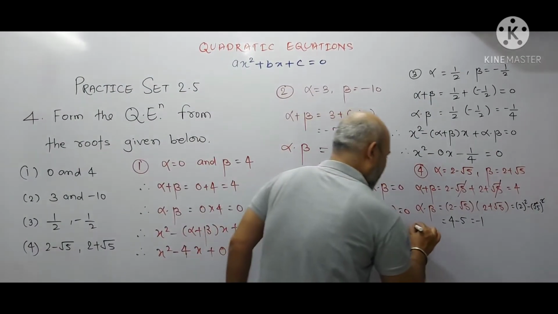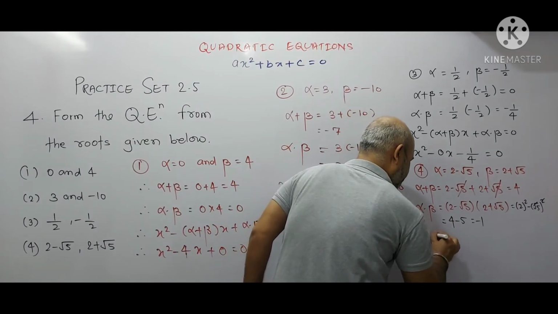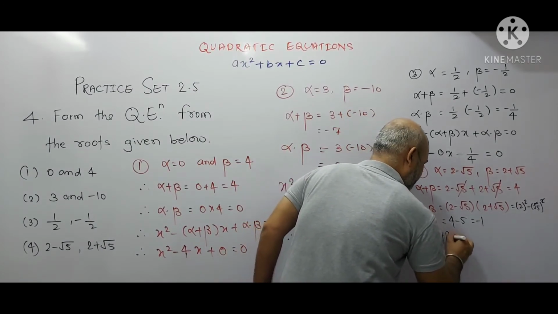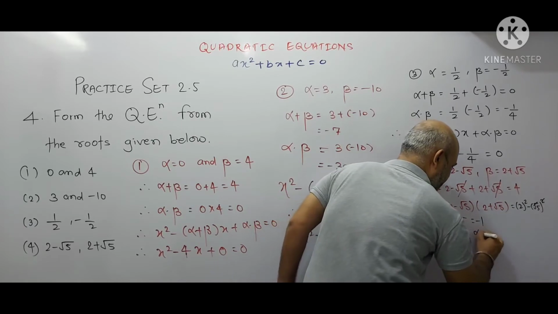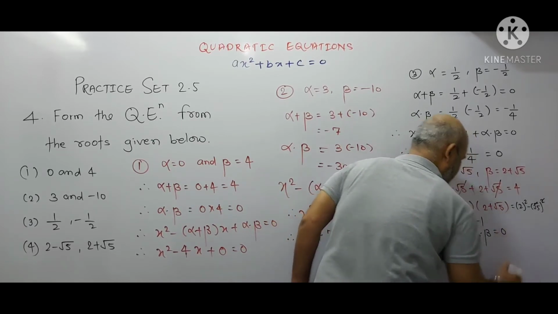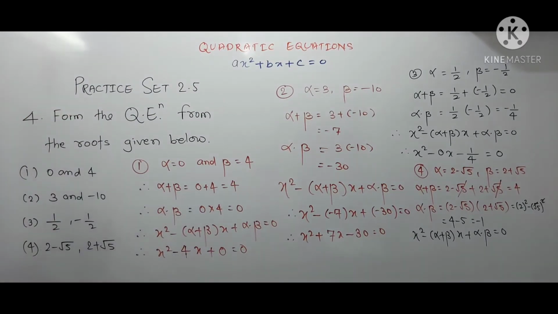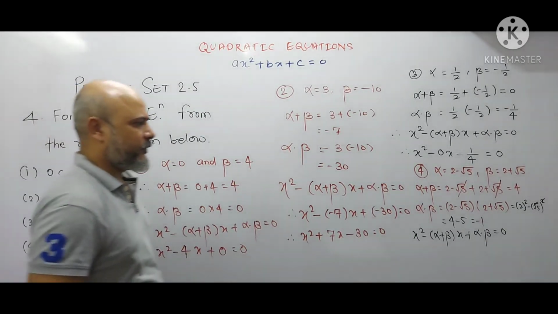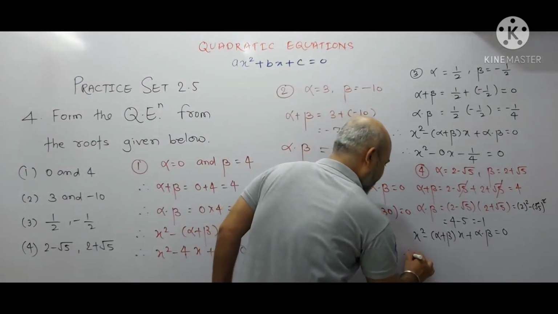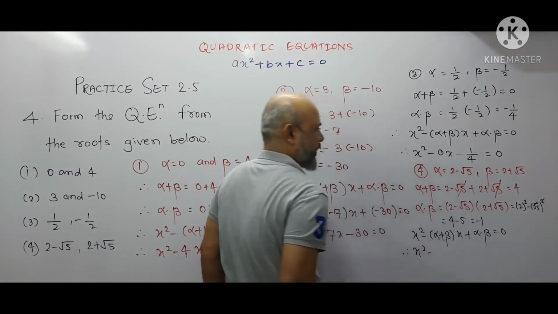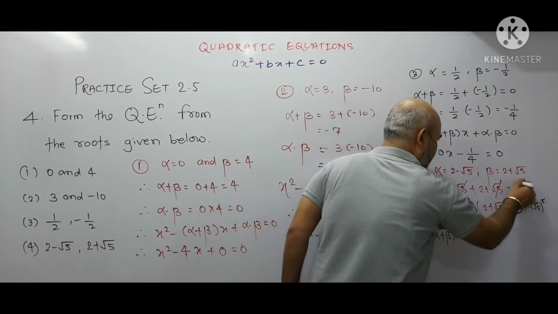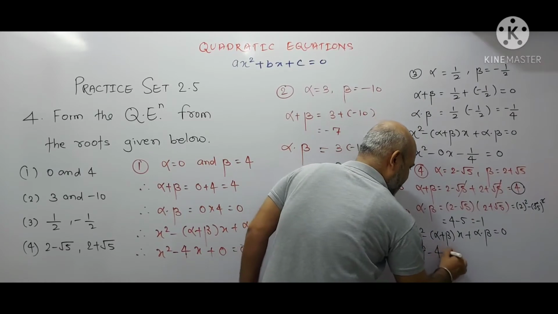Now you will write the formula, that is x square minus alpha plus beta into x plus alpha into beta is equal to 0. Now substitute the value of alpha plus beta and alpha into beta. Therefore, you will get x square minus alpha plus beta is 4. So you will get here 4x.